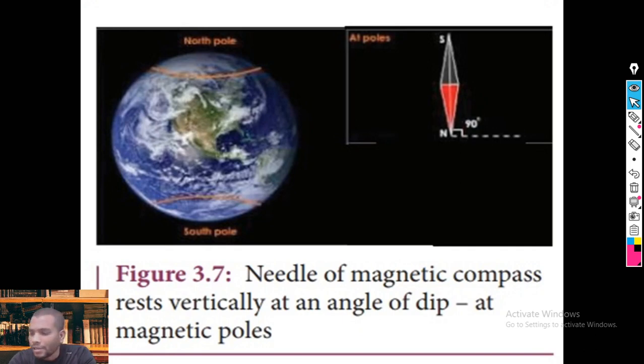In the next video, I would like to get the relation between these elements, the angle of inclination and the angle of declination, and how these two angles will help us measure the magnetic field magnitude at a given location.